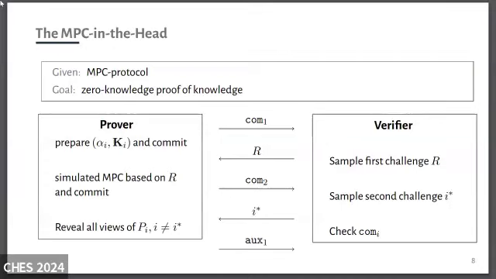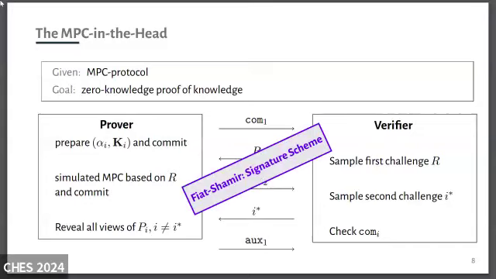Now the prover reveals all auxiliary data or internal views of the parties Pi except for the Pi star party, and sends this information to the verifier. The verifier can now recompute all the commitments, check if they are correct, and additionally check if this MPC protocol indeed accepts the solution to the MinRank problem. And in the last step, we now apply the Fiat-Shamir transformation to get the signature scheme.